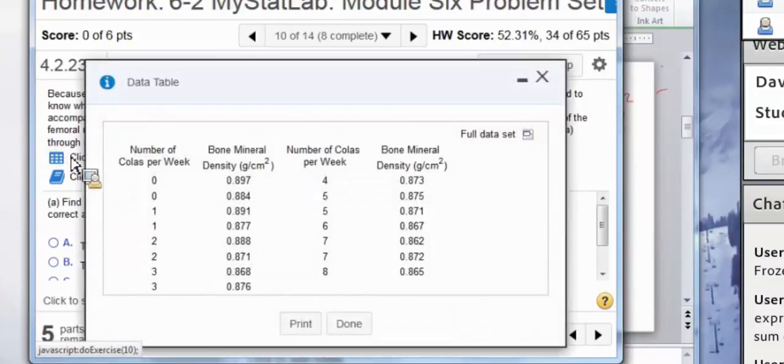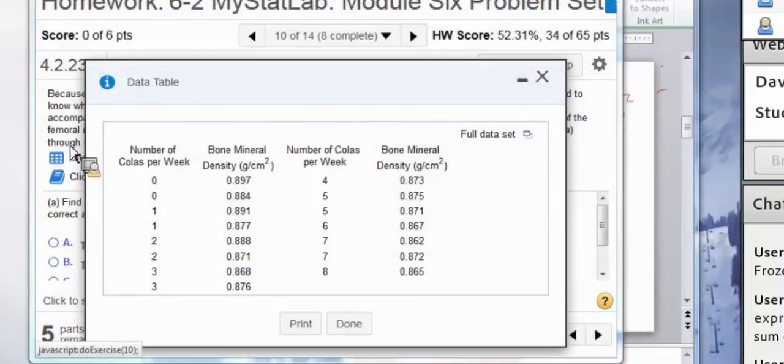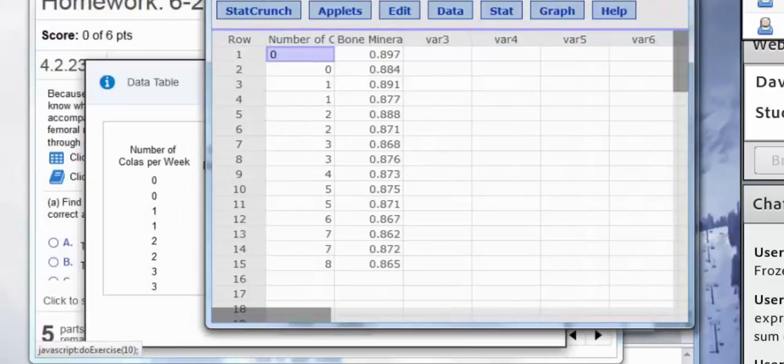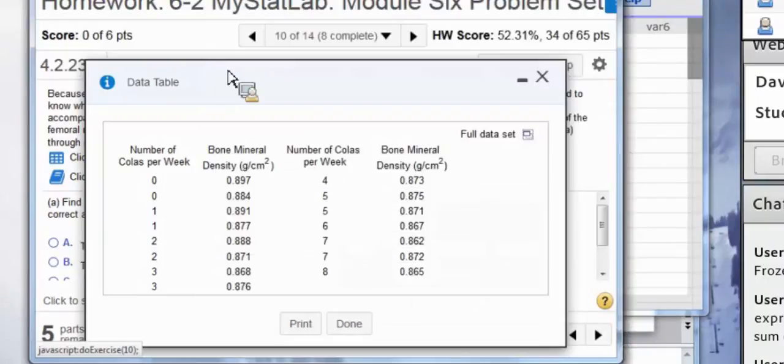So let's put this in. Full data set into StatCrunch. Each time I close my StatCrunch window, it pops up on my other screen. I have to switch mice and bring it back over. Okay, so I'll close this data table for now.